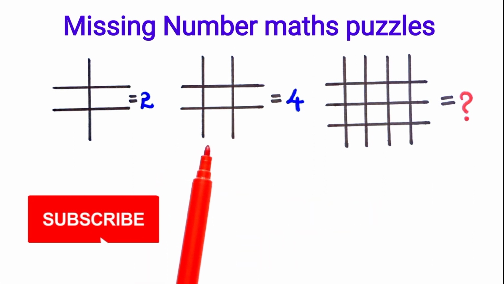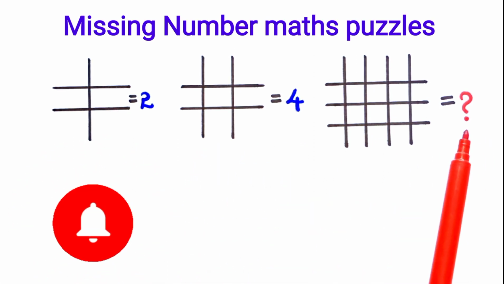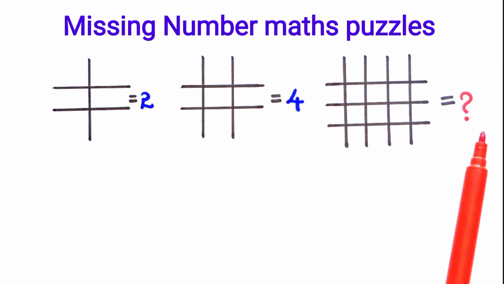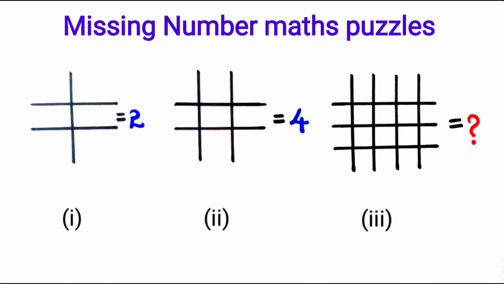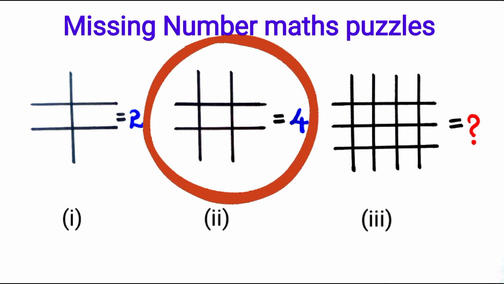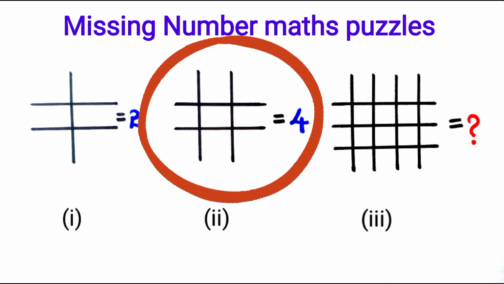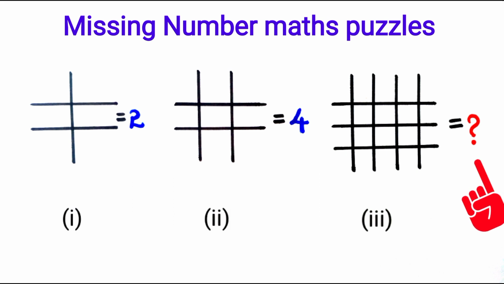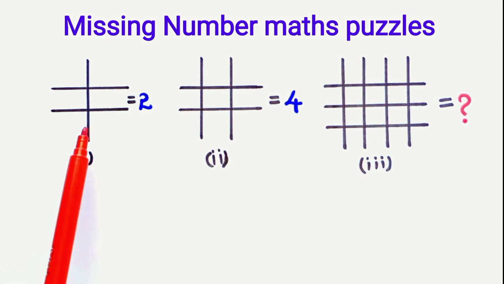Today in this video, we are going to solve the missing number in the given math puzzle. In the given problem, the figure 1 represents a number 2 and the figure 2 represents a number 4. Then we need to find out the missing number in the given figure 3. Now look at the figure 1.